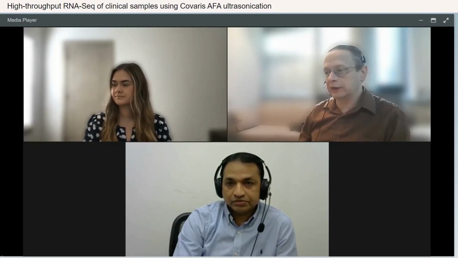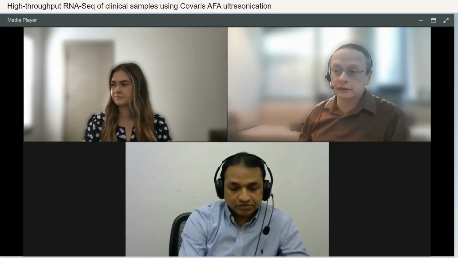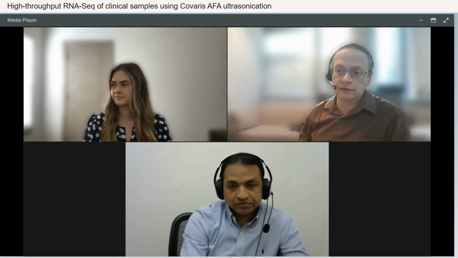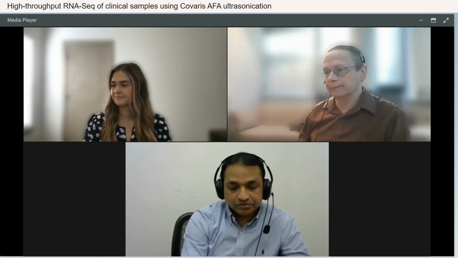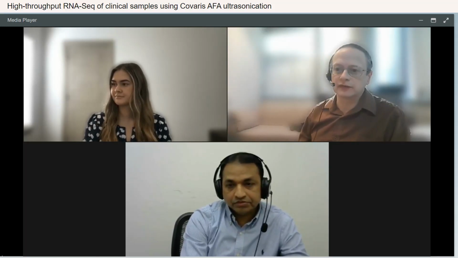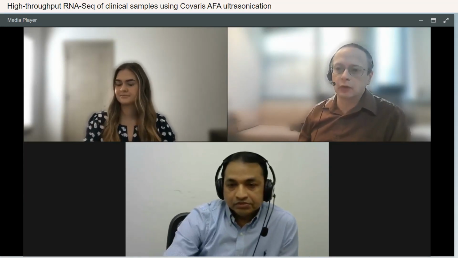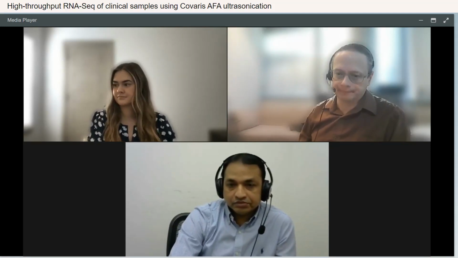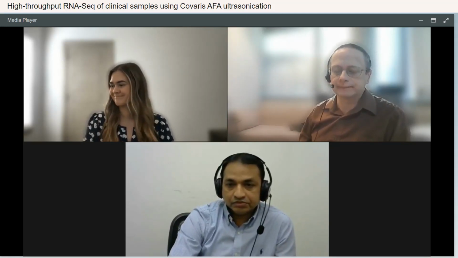But what it does give us is a very inexpensive way to look at RNAs and cells, particularly with the high throughput methods. We can do almost 96 samples for the cost of a single sample for RNA-seq, for single cell.